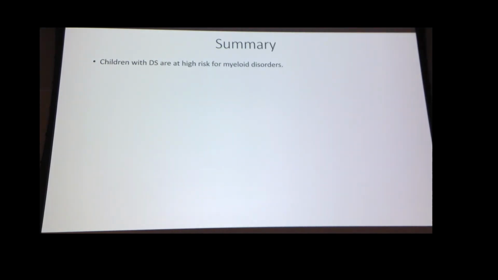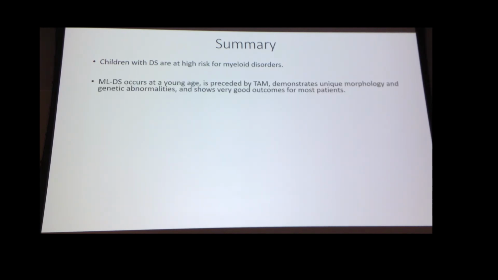All right, so this brings me to the summary of my talk. Children with Down syndrome are at very high risk for myeloid disorders. Myeloid leukemia of Down syndrome is unique from myeloid leukemia among kids without Down syndrome. It occurs at a young age. It's preceded by transient abnormal myelopoiesis. It demonstrates unique morphology and unique genetic abnormalities, and it shows very good outcomes for most patients.